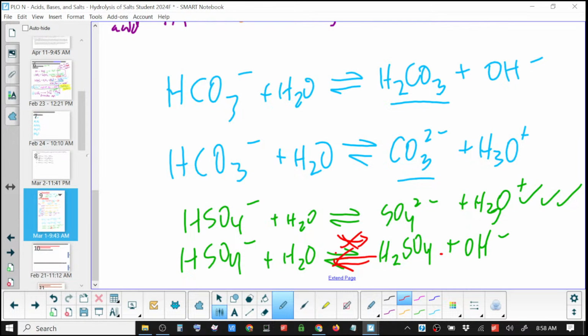Good. What about the first one? HCO3 is reacting with water. HCO3 can't act as a base with water, it's more acidic. Well, it can, but it's more acidic.